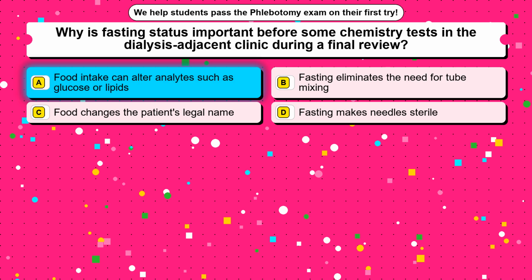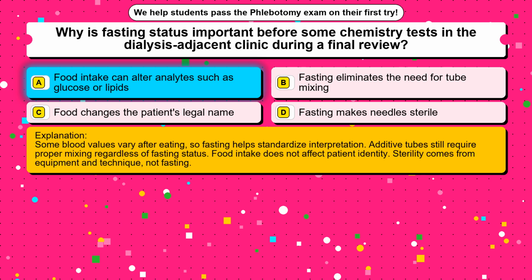The correct answer is option A. Food intake can alter analytes such as glucose or lipids. Some blood values vary after eating, so fasting helps standardize interpretation. Additive tubes still require proper mixing regardless of fasting status. Food intake does not affect patient identity. Sterility comes from equipment and technique, not fasting.